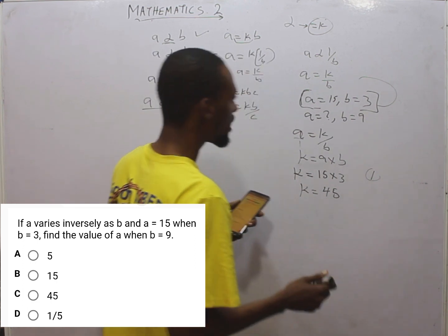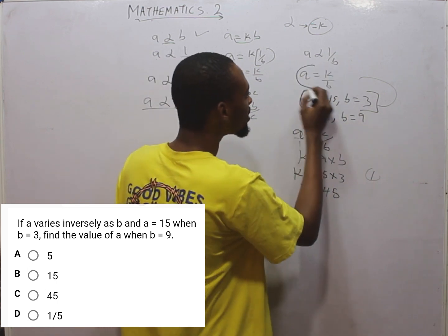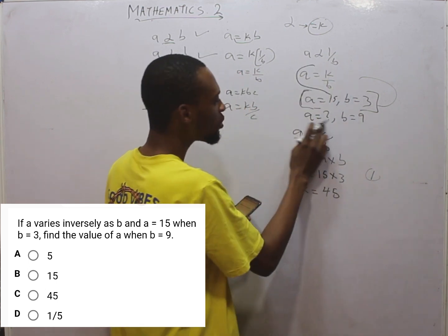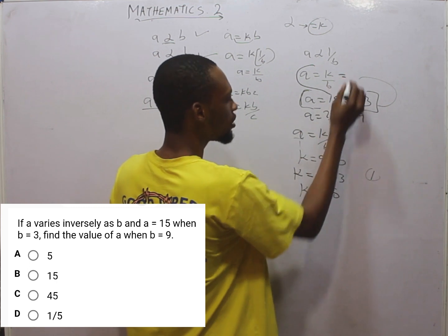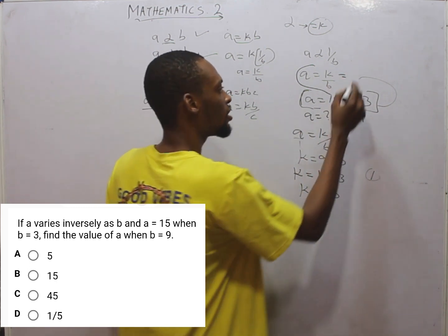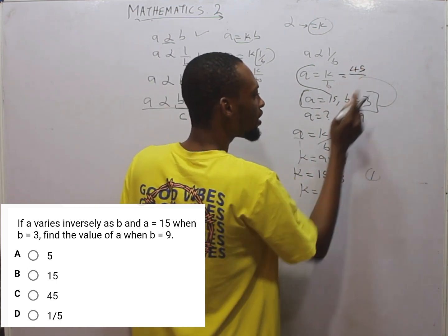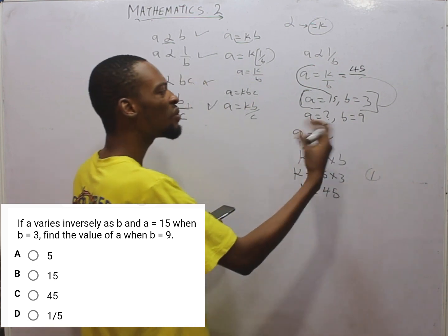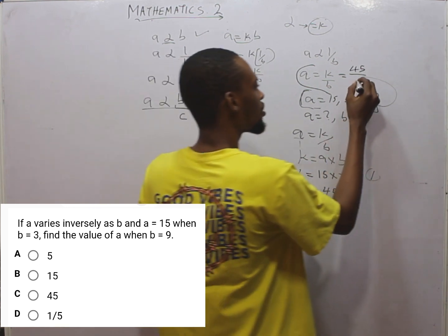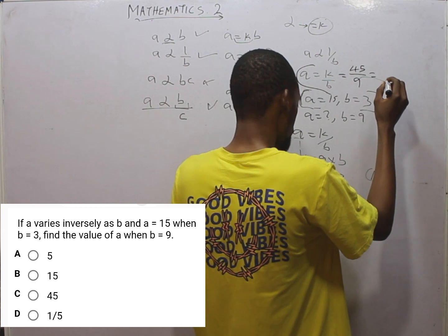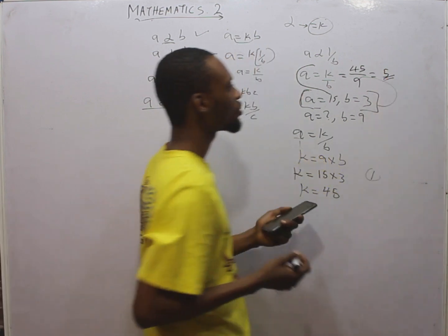Now if K is 45, from here we know that A is equals K over B. We are looking for A. A will simply be K, which is constant, 45 over B is 9. Because they say when B is equals 9. So this will give you 5, I guess. So 5 is the correct answer.